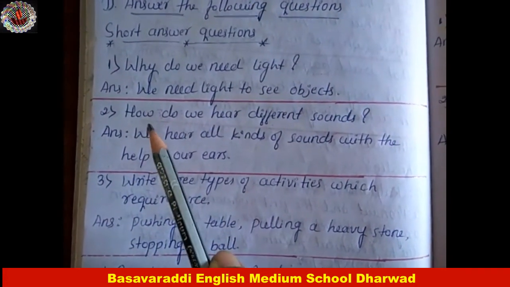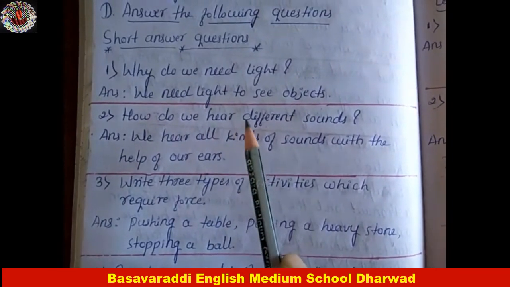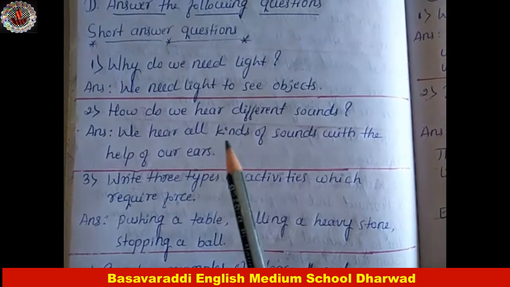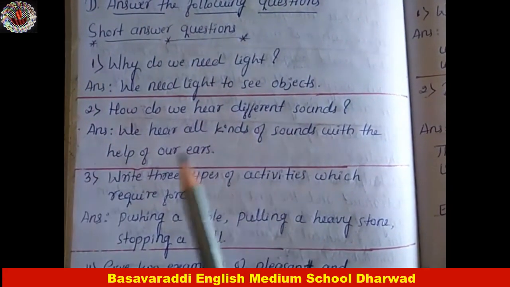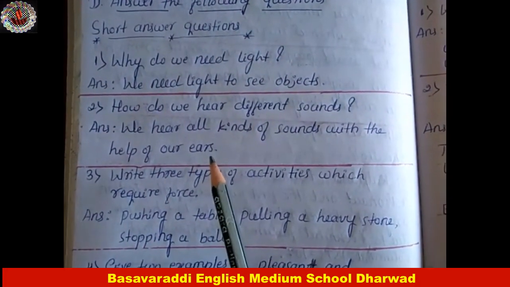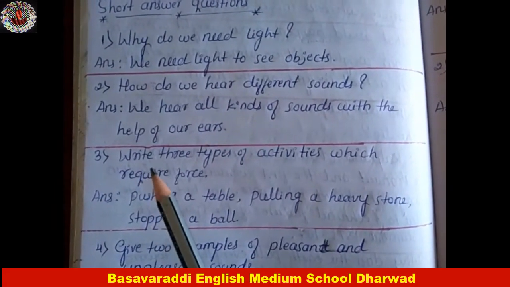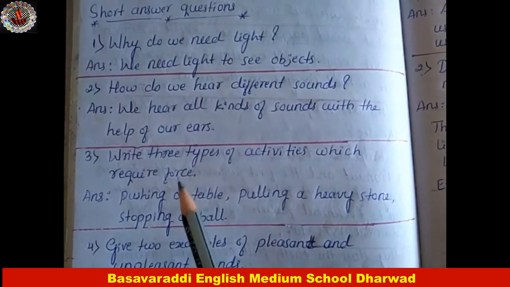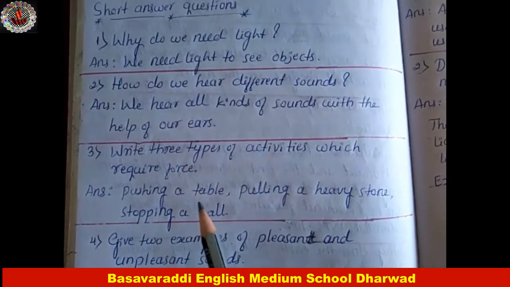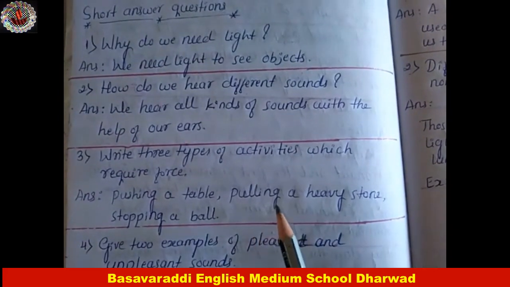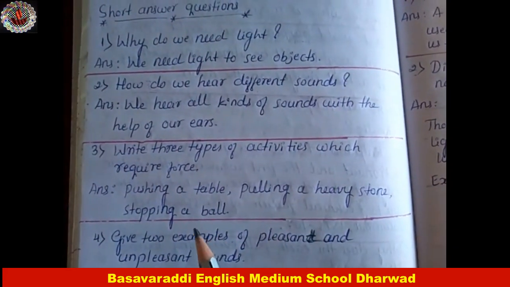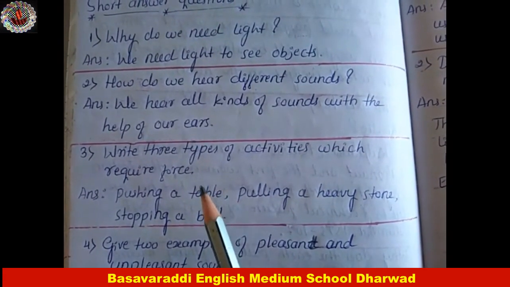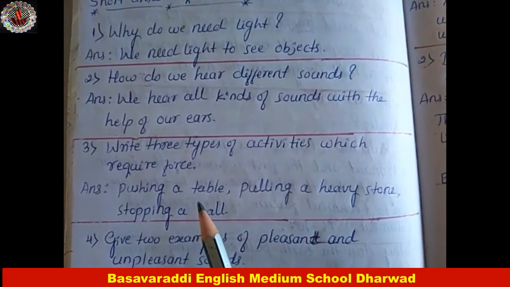Second question, how do we hear different sounds? Answer, we hear all kinds of sounds with the help of our ears. Third question, write 3 types of activities which require force. Answer, pushing a table, pulling a heavy stone, stopping a ball. Okay, these are the 3 types of activities which require force.